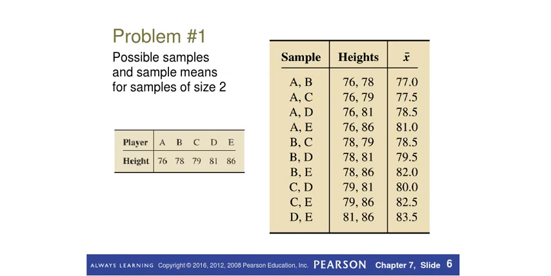The possible samples and means for a sample of size 2 are chosen. Let's make it really easy, because it gets to be very difficult if we're talking about very large populations. So for the illustration in this case, let's take a population of 5 basketball players. Here are their heights in inches. 76 inches is player A, 78 inches for player B, 79 for player C, 81 for player D, and 86 inches is player E. And what we want to do is see what it would look like if we just started taking samples of this population.